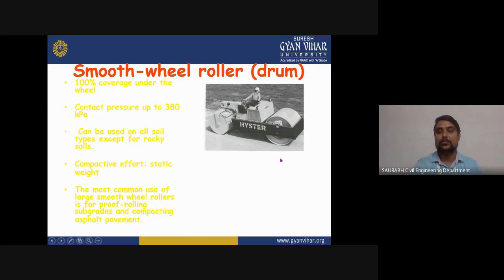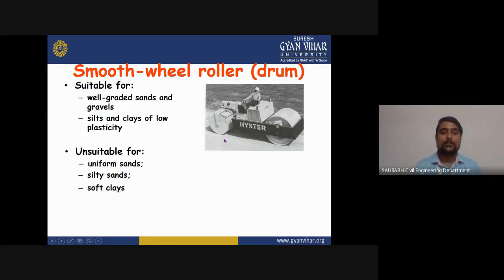So these rollers can be used for all kinds of soil which we use in the construction of a dam, and also in the construction of the subgrade of a road pavement. And why is it suitable? As you can see here, it is suitable for well graded sand and gravel, and silt and clay of low plasticity. It is also suitable for silt and clay with very low plasticity, and very suitable for well graded sand and gravel. It is unsuitable for uniform sand, silty sand, and soft clay.